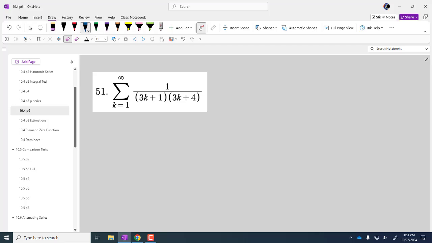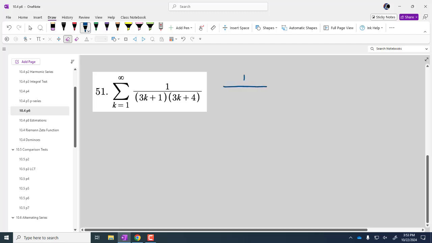So with PFD, we're trying to rewrite this expression as two fractions. So it's going to be A over the first factor plus B over the second one. Multiply by the denominator on the left.